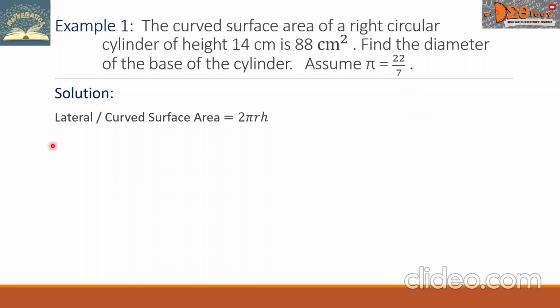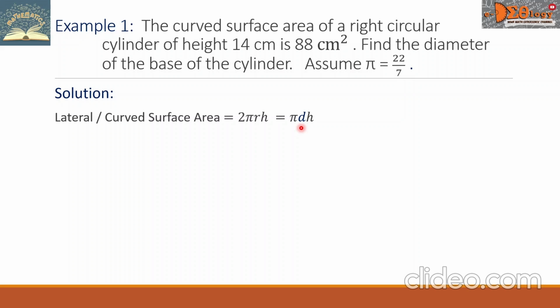We have a formula for the lateral or curved surface area that is equal to 2 pi r h. We can rewrite our formula with respect to diameter. We know that 2 times r is equal to the diameter. So the new formula will be pi d h. D here is the diameter.